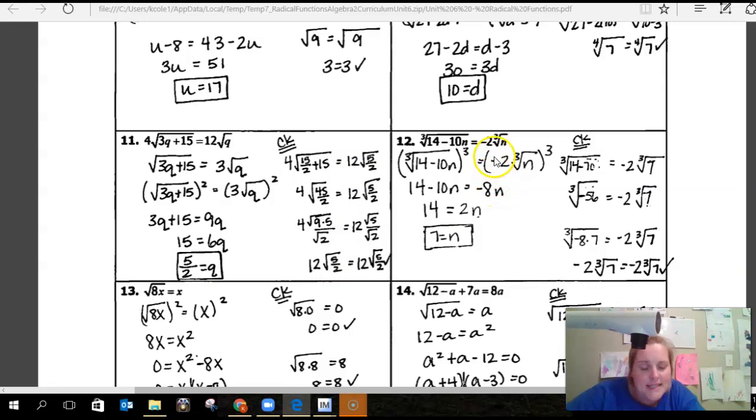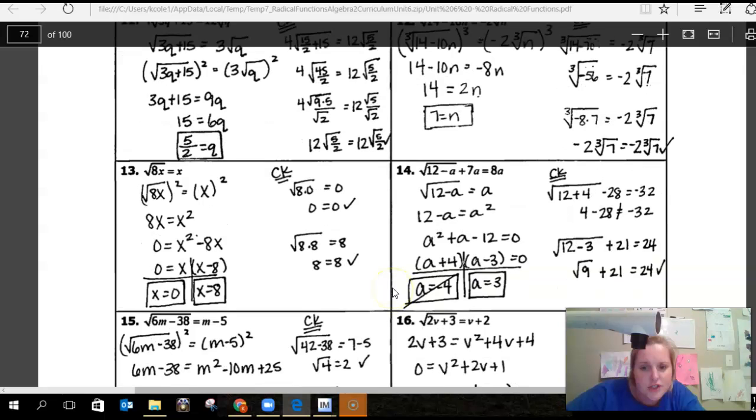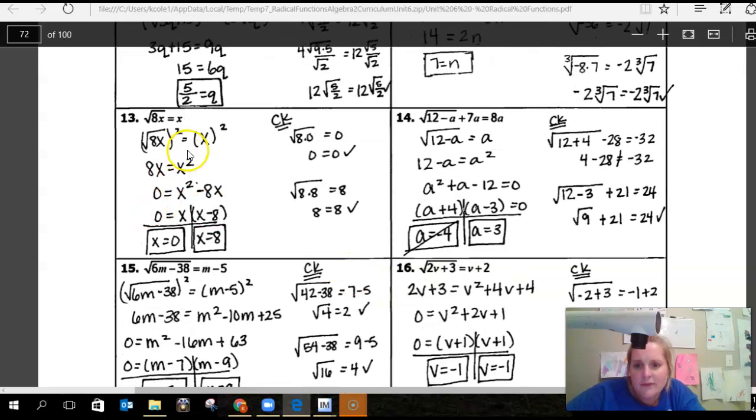Over here, same thing. This has -2 up front, no big deal. We're going to raise each side to the 3rd power because our index is 3. Don't forget to raise that -2 to the 3rd power to get -8. Drops the radical, so we just have n. Then you solve it out. Do your check.